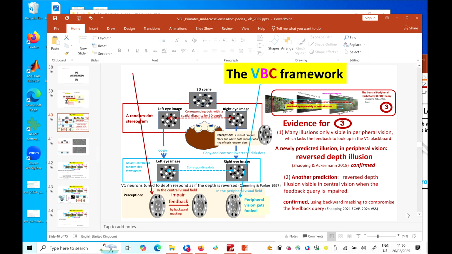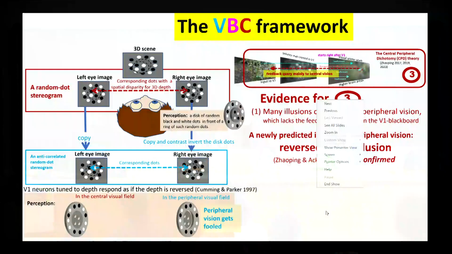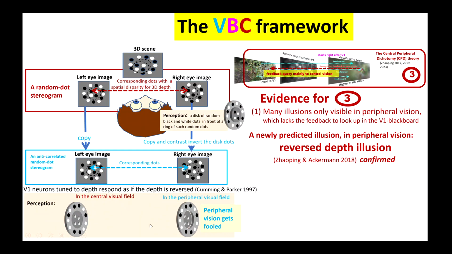That's another prediction. Okay, so the idea is central vision does not see it, maybe because it has higher resolution, while peripheral vision has poor resolution. That's why you get misled.